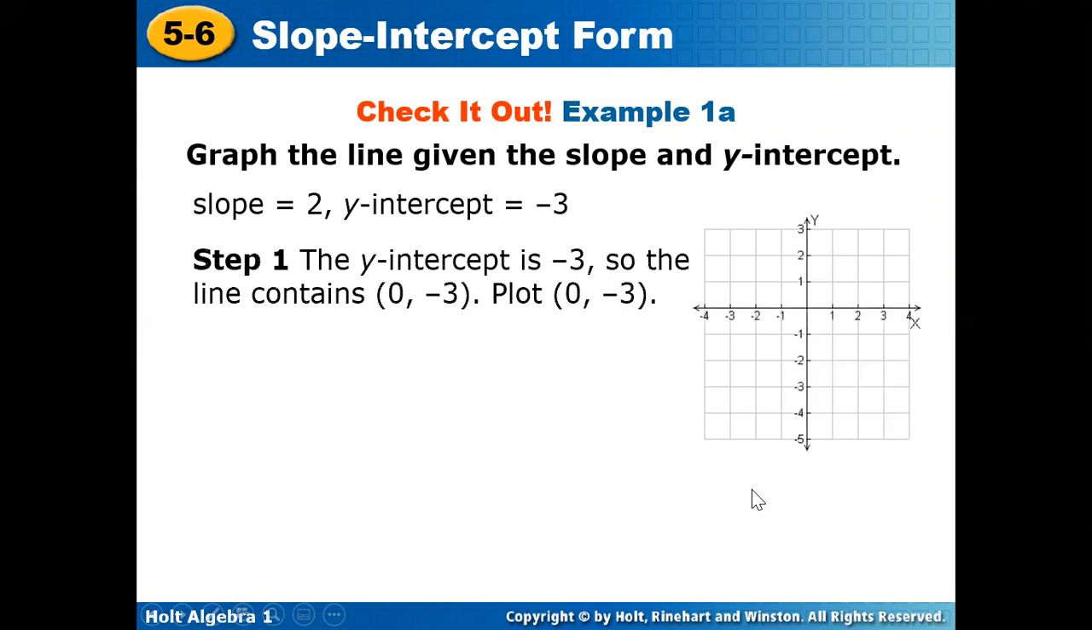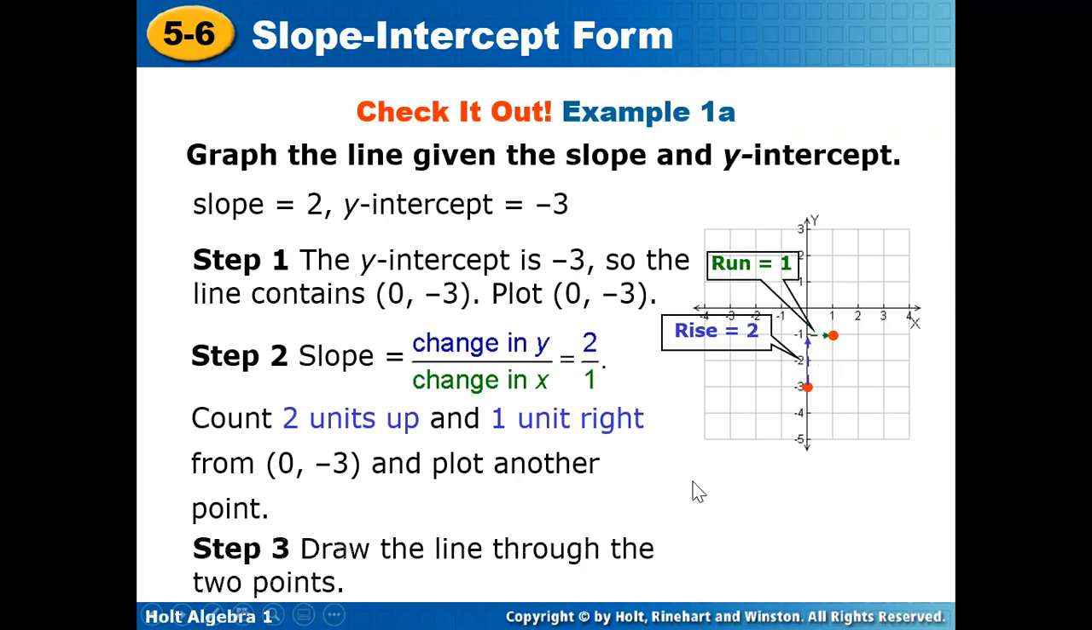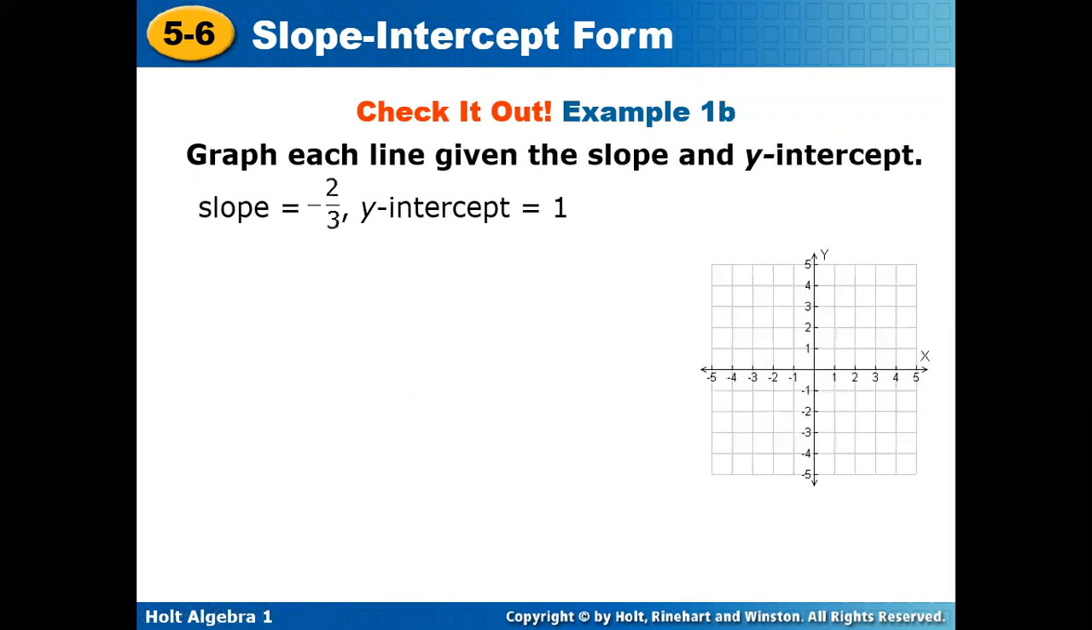Okay, we're back. We know our y-intercept is -3. So plot that point, 0, -3. And then we know our slope is rise over run, +2, +1, rise of 2, run of 1, and then we can draw in our line through those 2 points. Slope-intercept form.